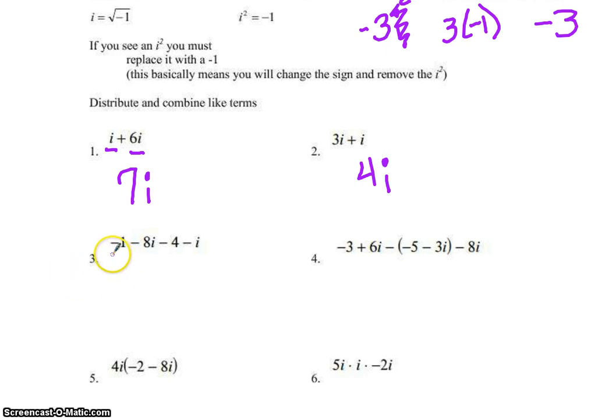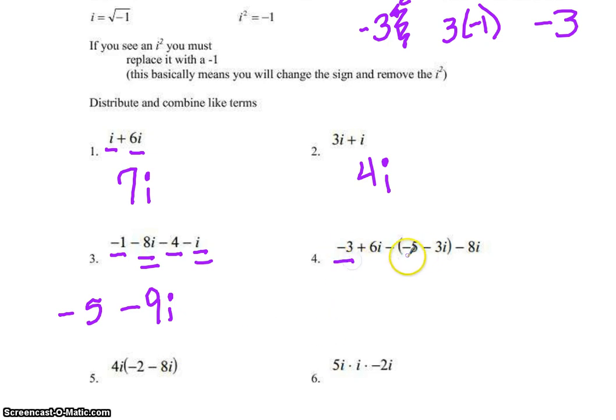Number 3, you're going to find your like terms. So you have constants and you have i's. Negative 1 minus 4 in your calculator would give you a negative 5. Negative 8i minus 1i, so negative 8 minus 1 in your calculator would say negative 9i.